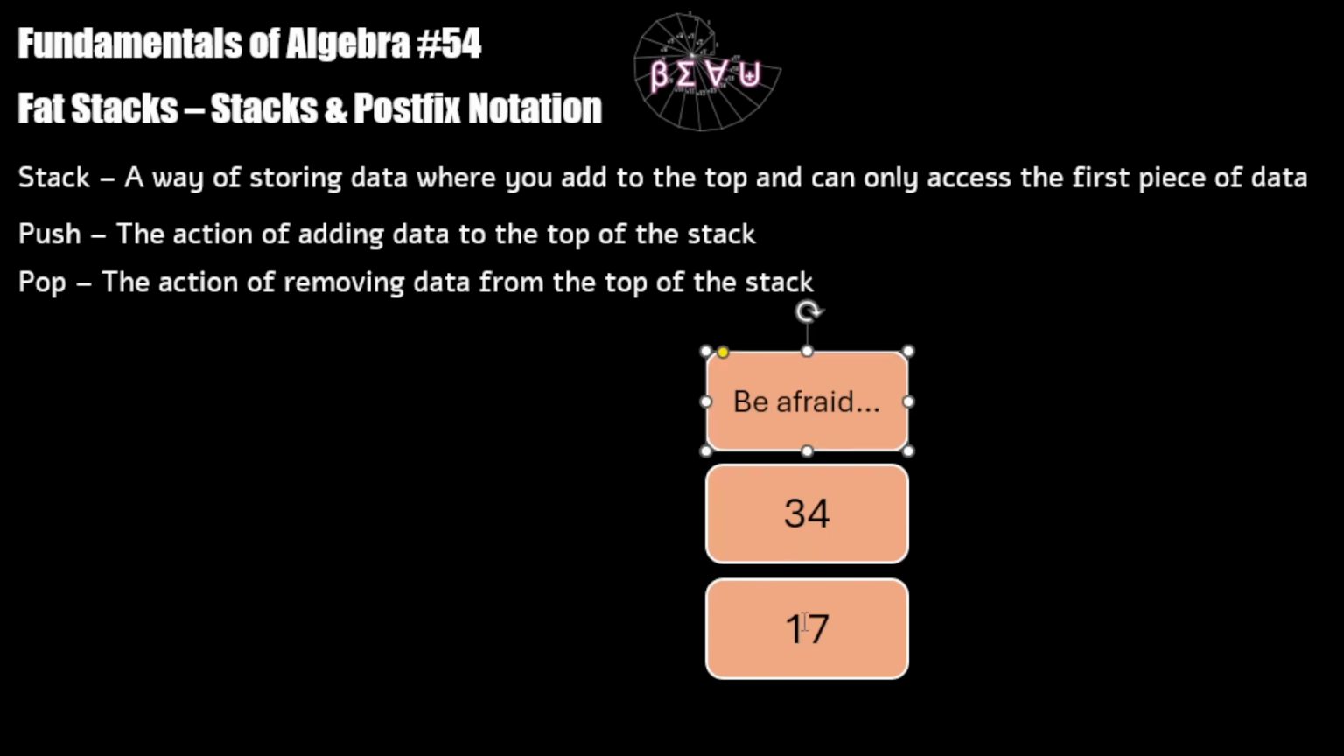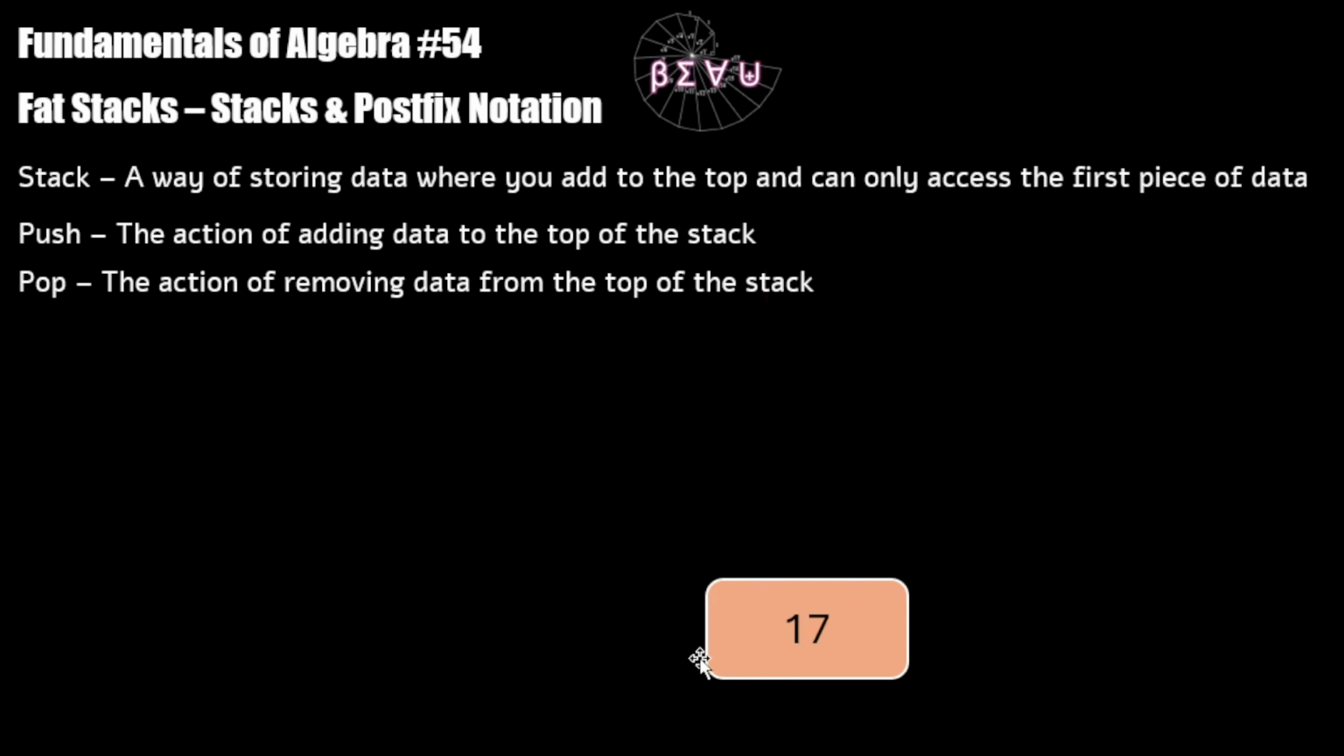I can't access the 17 unless I've popped off the data on top of it, right? And I can pop everything off the stack and now my stack is empty, right? So we kind of get an idea for how these stacks work. You push data or you add data to the top, just like you do when you're stacking things. And when you remove things, you can only remove from the top. Okay, so that's how stacks work.